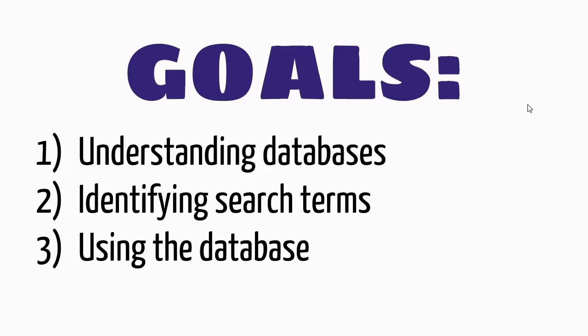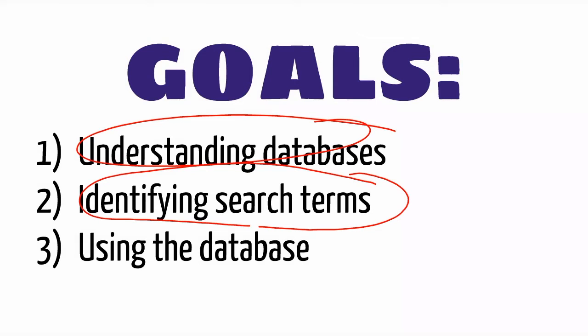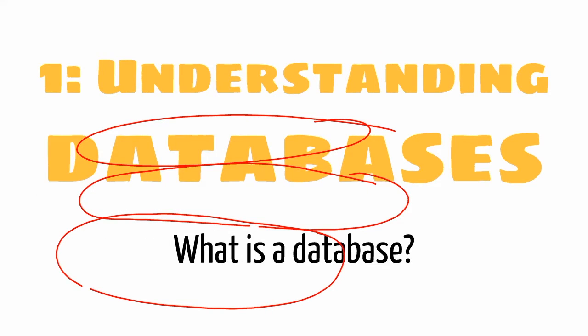Today we have three goals for our lessons on databases. Our first goal is to make sure we understand what a database is. Our second goal is to make sure we know how to identify appropriate search terms when using a database. And our third goal is to make sure we know how to actually use the database to find the articles we're looking for. Let's look at our first goal.